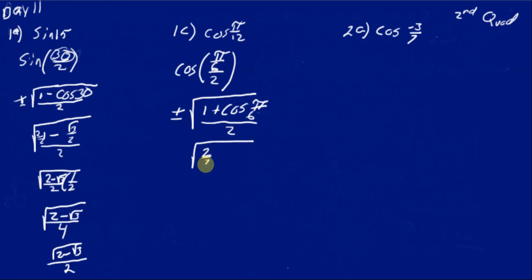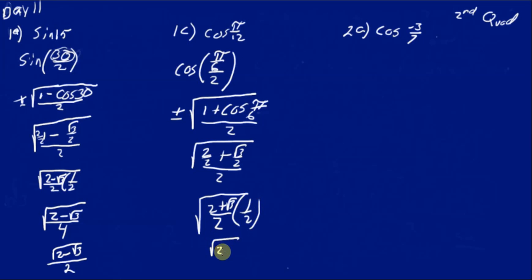We'll make that 2 over 2 plus root 3 over 2, all divided by 2. Square root of 2 plus root 3 divided by 2, and that's all divided by 2, or times 1/2. So we're going to end up with the square root of 2 plus square root of 3 all over the square root of 4, or 2.